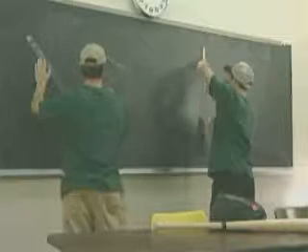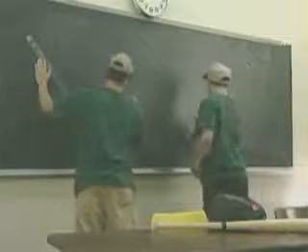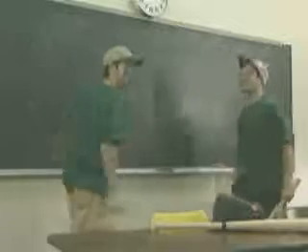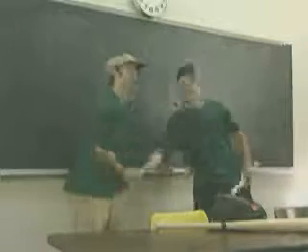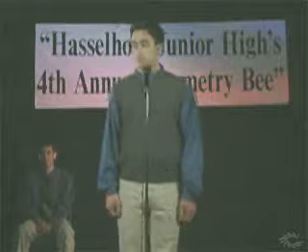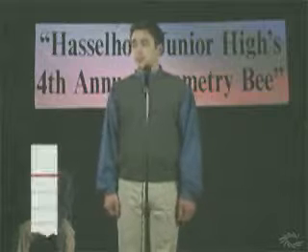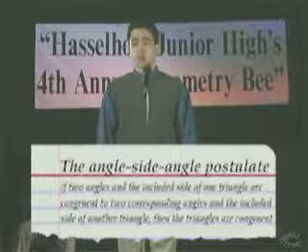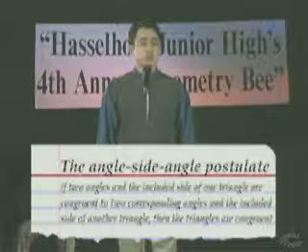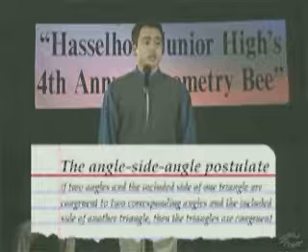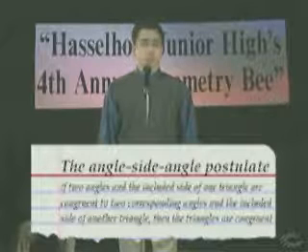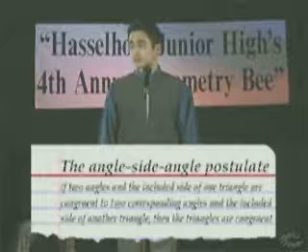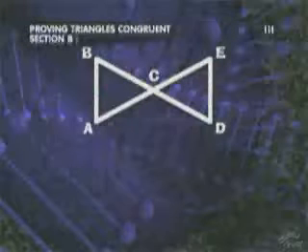We have illustrated the following important postulate of geometry, the angle-side-angle, or ASA postulate. Angle-side-angle postulate. If 2 angles and the included side of one triangle are congruent to 2 corresponding angles and the included side of another triangle, then the triangles are congruent. The angle-side-angle postulate. Let's look at the triangles here, ABC and EDC.